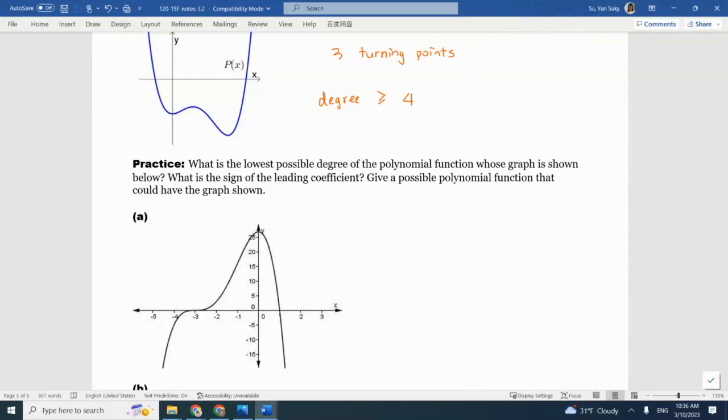Yeah, so here we have 2 turning points. Then your degree will be, you add 1. That's the smallest possible. If you have 2, then you add 1? Yes. Or if you have 1, we add.